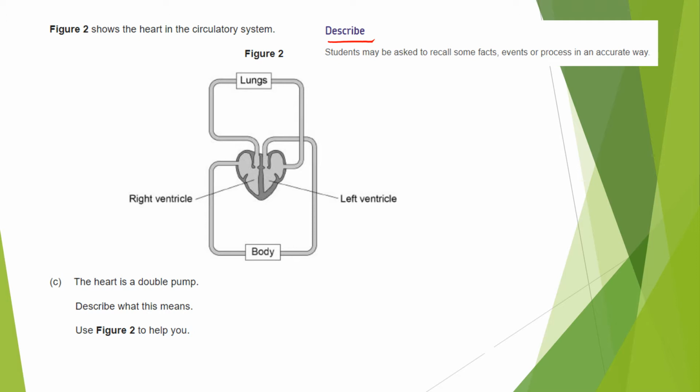So you might say, well, the right-hand side of the heart pumps blood to the lungs. So the right-hand side pumping blood to the lungs. And the left-hand side pumping blood to the rest of the body. So I'm just saying what I'm seeing literally. And those are your 2 marks.